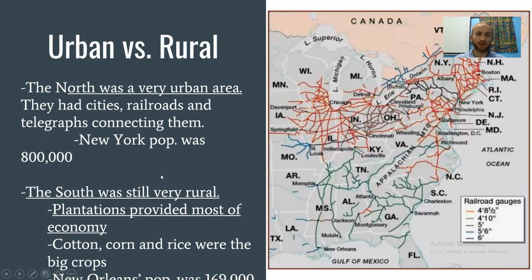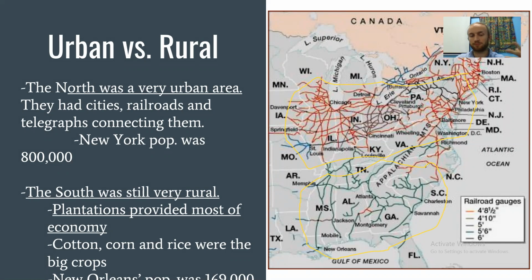The big difference, sorry, it's kind of cut off there. I don't know why it does that, but is between urban and rural. All right, the North was very urban, which means they had cities, railroads, telegraphs, very developed. You can see in this picture to my right, these are the railroads in the North. You can see all those are strings of railroads with telegraph poles lining them. But then in the South, you can see it's not so much urban. It's very much more rural, with plantations, farms, stuff like that. Plantations being the biggest part.